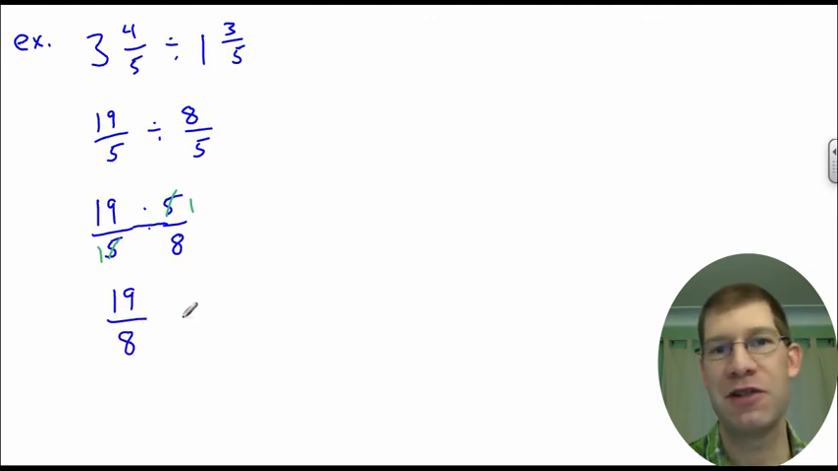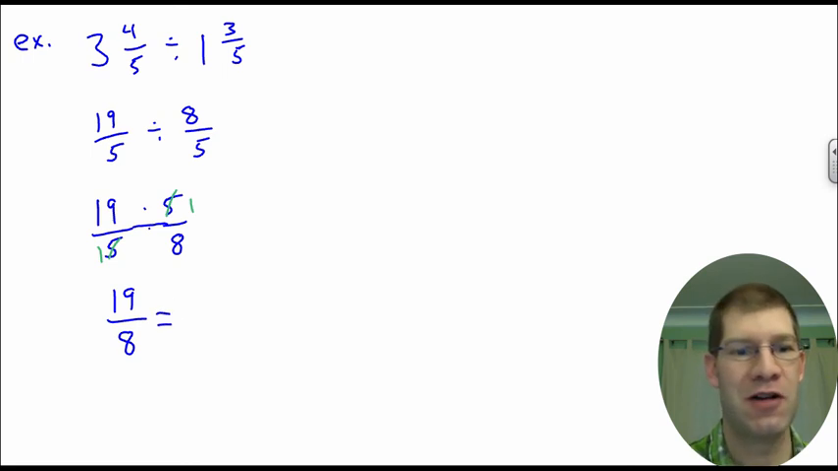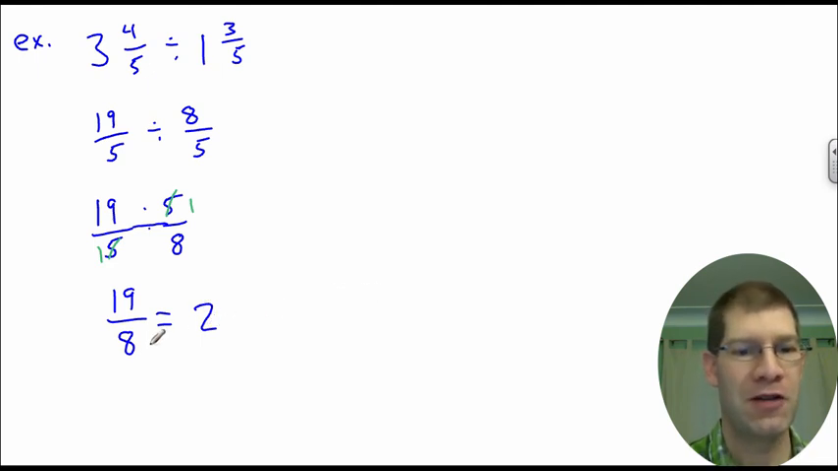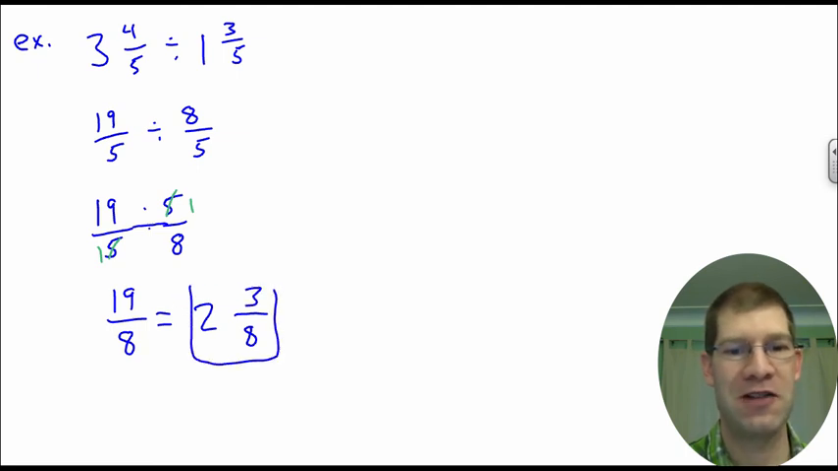So our last step is just to change it back into a mixed number. So when we do that, we could say 8 goes into 19 twice. You'd have 8, 16, 24. 16 is smaller than 19, 24 is too big. So when I put my 2 out in front, that's going to take 16 of these 19 out, which means that there's 3 left. So final answer would be 2 3/8.